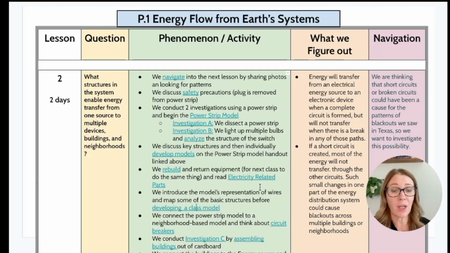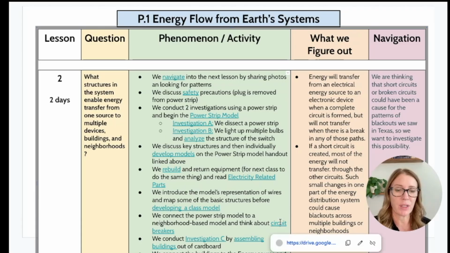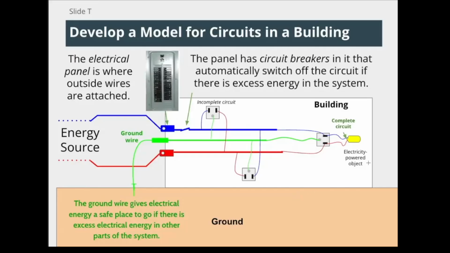Once we develop the class model, we start thinking about circuit breakers and what circuit breakers are that are connected to our house. And so look, our model kind of comes back here. Ground, we're going to describe a little bit more here. The ground actually goes into the ground, a safe place for excess energy to go, and where your light bulb will be connected to. So this really transfers from our model to real life.